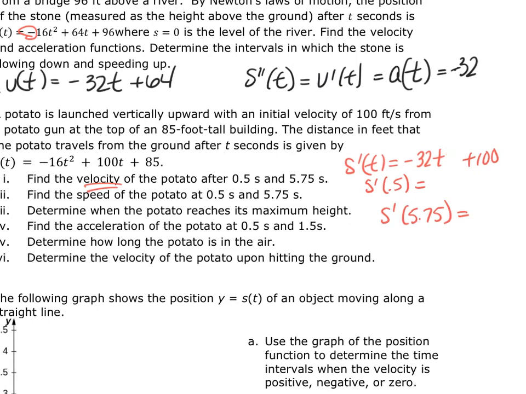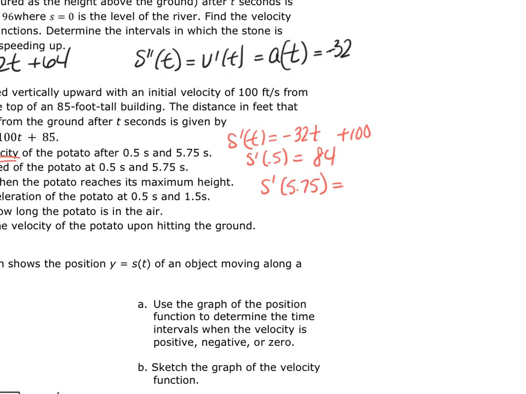So when you put in 0.5, what do you all get out? 84. When you put in 5.75, what do you all get out? Negative 84? So this answers part A. Part B is the speed. So what is the speed?